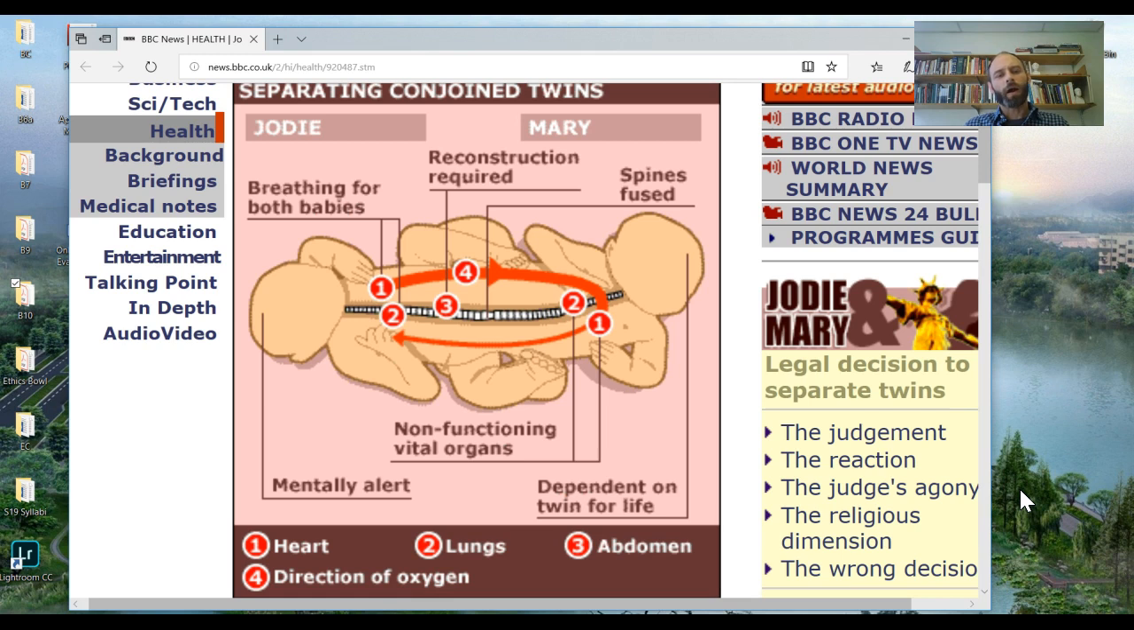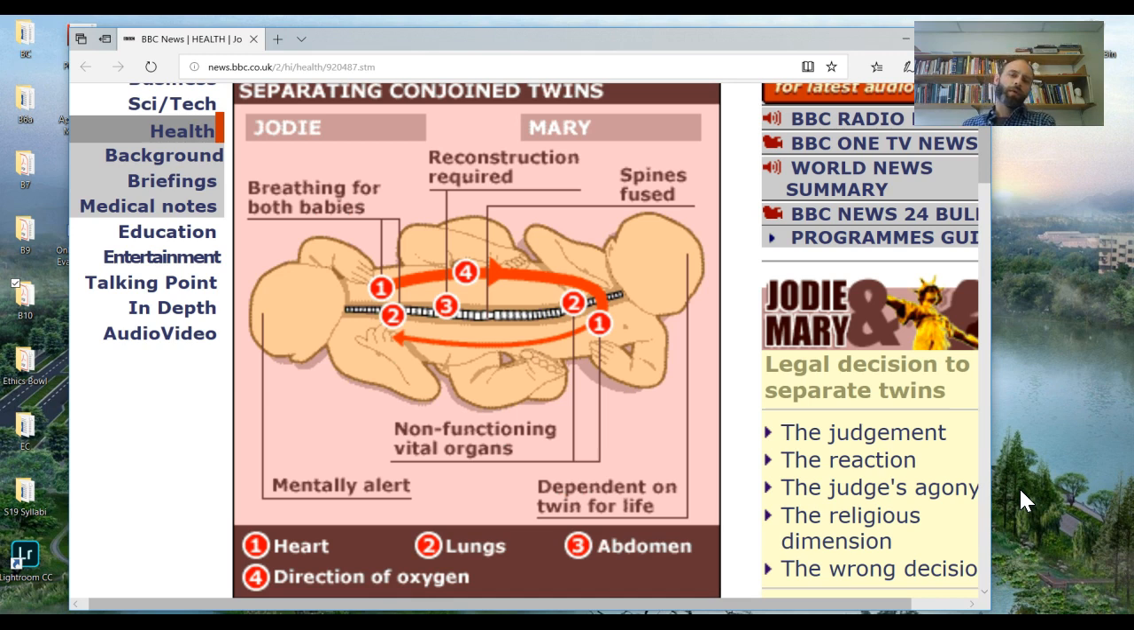So you see in this diagram that the heart is over there in number 1, in what we would call Jody's chest. The lungs are over there in what we would call Jody's chest. The abdomen is more towards that side. The oxygen flows from the lung that appears to be in Jody's left side all the way through Mary over to what we would call Jody's right side. When I looked at this, it made me think, oh, maybe the judges were right. Maybe this would just be separating them and Mary wouldn't be able to sustain her own life, so it wouldn't be killing Mary, it would just be letting her die.